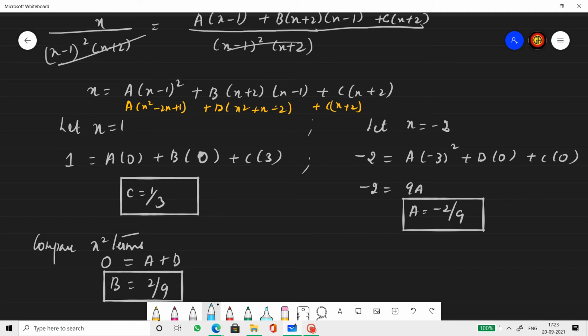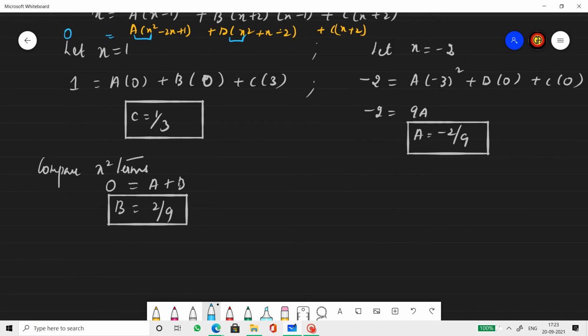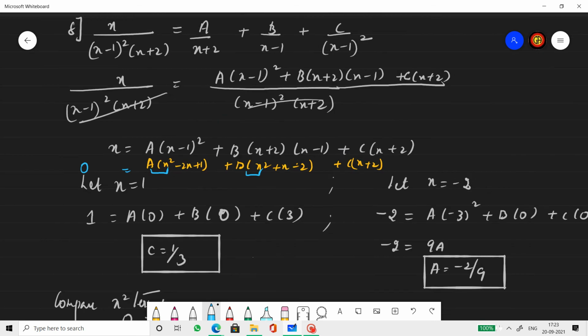So when I compare the coefficient of x square, here we have x square, here we have x square, and there's no other place where we have x square. And on the left side, we don't have an x square at all. So it is 0. So when you compare the coefficient of x square, you get 0 equal to A plus B. A value you already found. Substitute that. With this you get B as 2 by 9. So A is minus 2 by 9, B is 2 by 9 and C is 1 by 3.